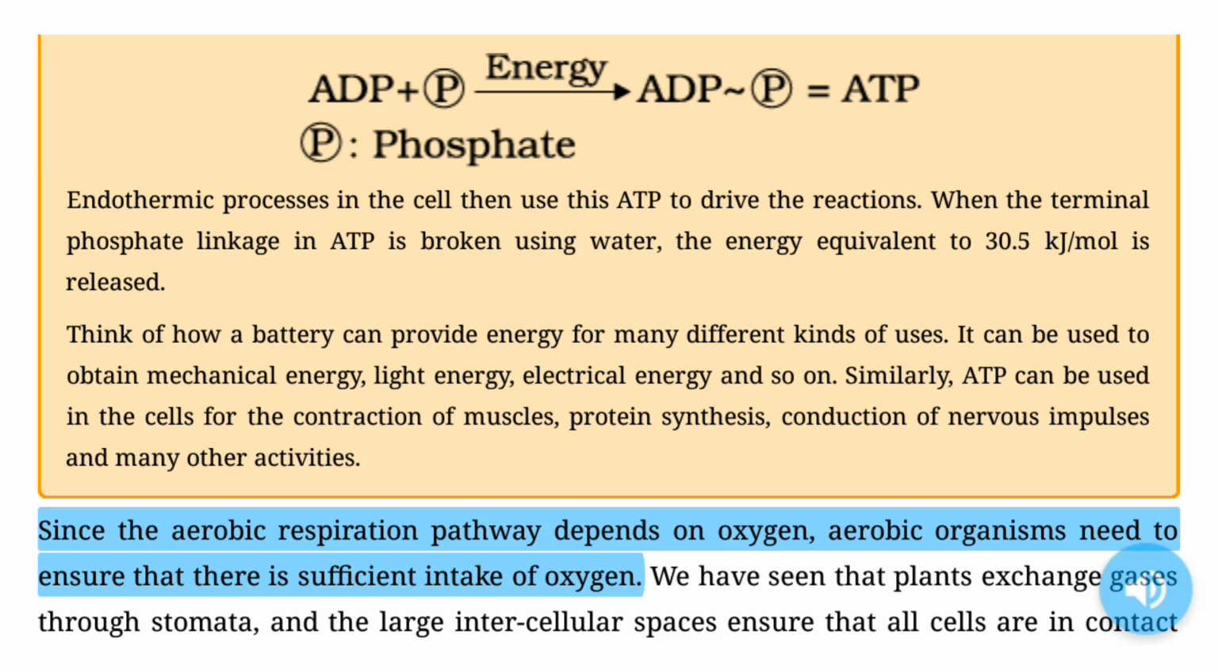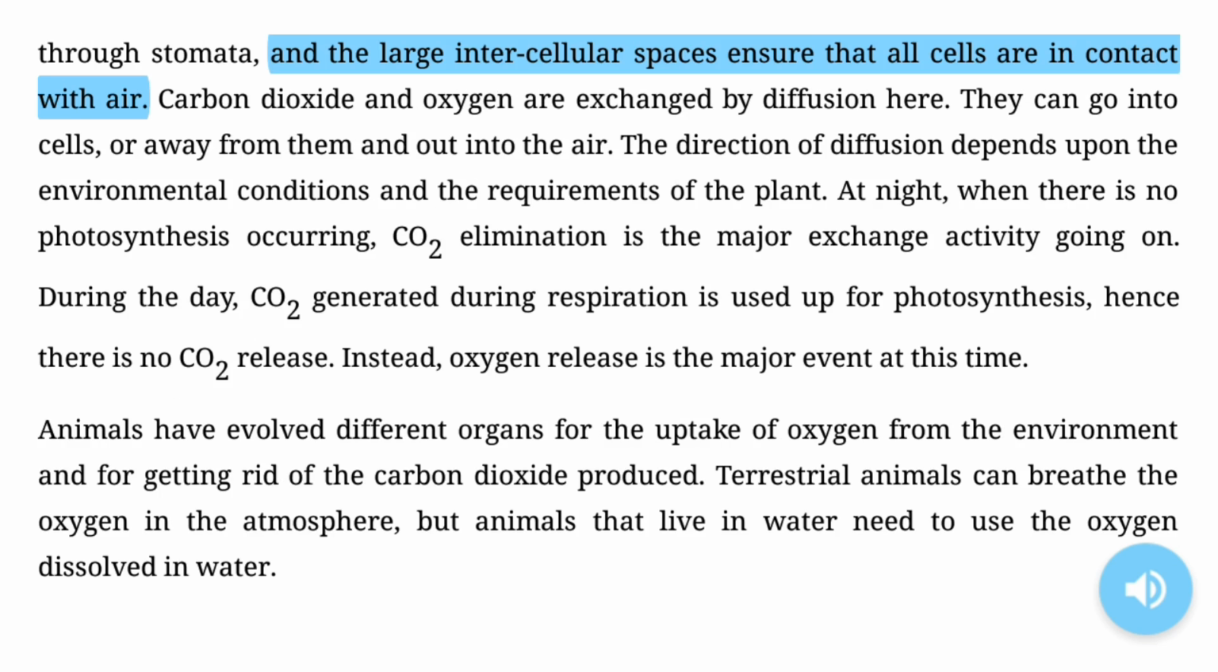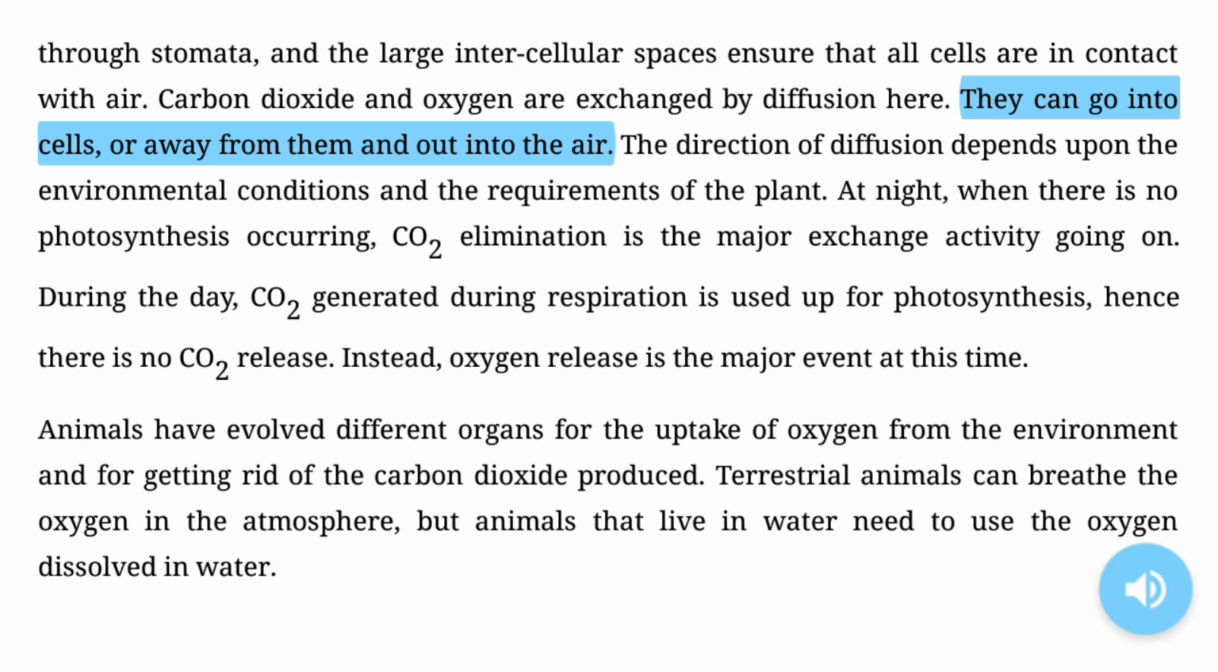Since the aerobic respiration pathway depends on oxygen, aerobic organisms need to ensure that there is sufficient intake of oxygen. We have seen that plants exchange gases through stomata, and the large intercellular spaces ensure that all cells are in contact with air. Carbon dioxide and oxygen are exchanged by diffusion here. They can go into cells, or away from them and out into the air.